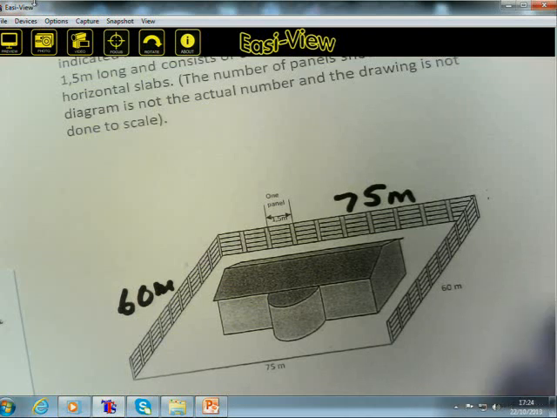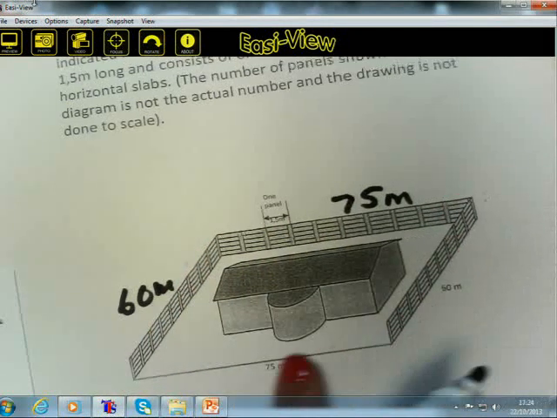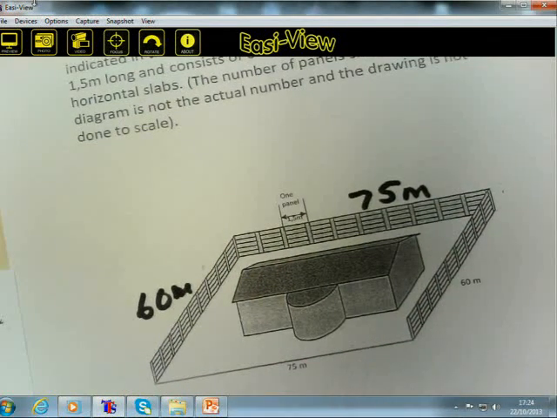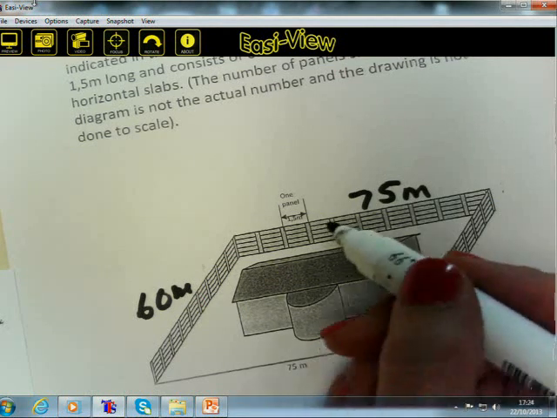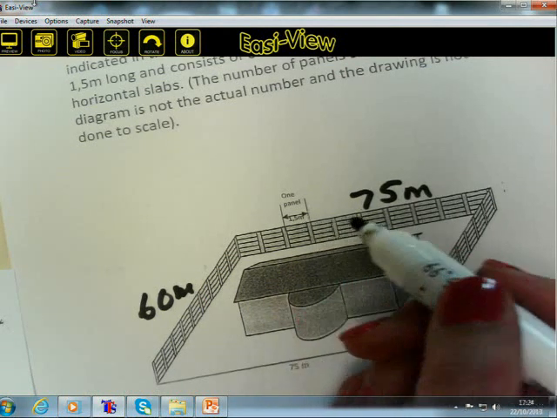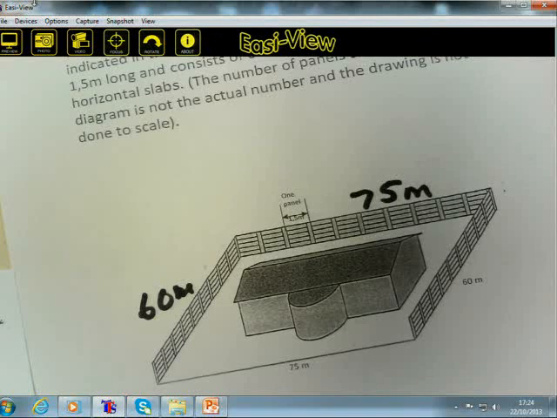Now they say the owner wants to put up a fence on 3 sides. He only wants to put up the fence there, not here, as indicated below. Each panel of the fence is 1,5 meters long. There you can see that. And it consists of 1 vertical pole and 5 horizontal slabs.